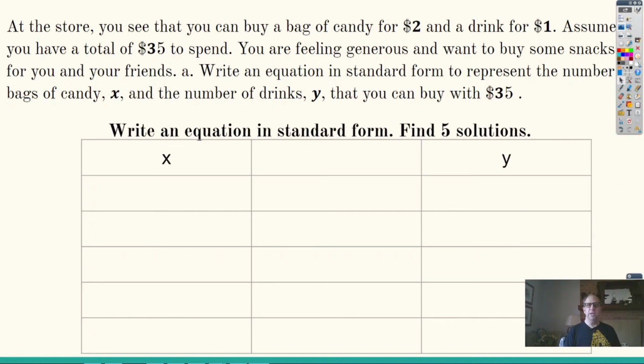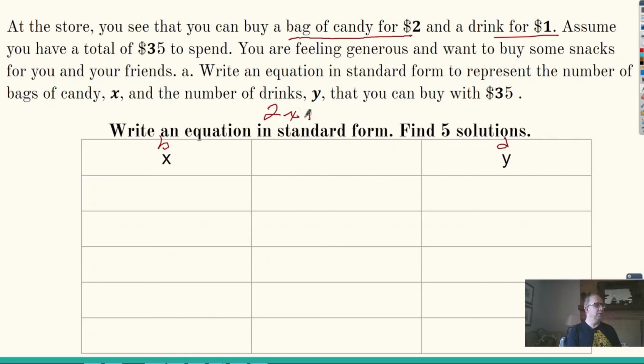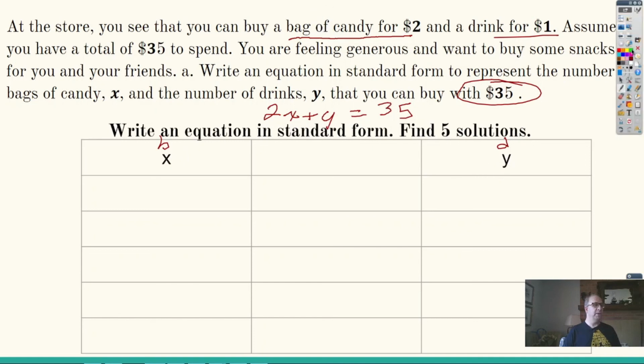So a bag of candy is $2 and a drink is $1. So if this is bags of candy and this is drinks, then it would be 2 times x plus the y equals $35. Okay? Does that sound good to you? $2 for each bag of candy plus $1 for each drink, and the total I'm going to spend is $35.